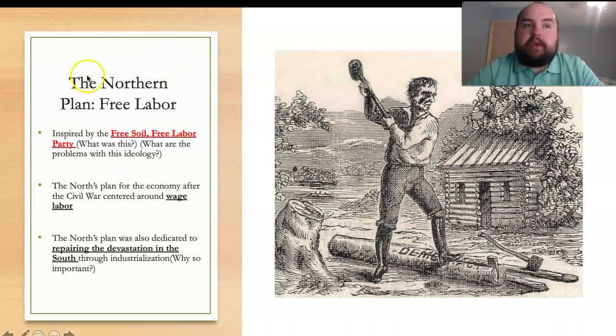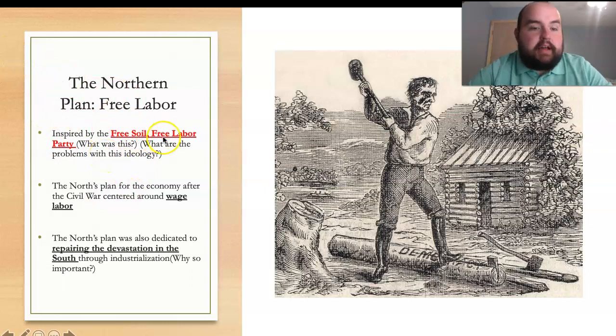However, you might have noticed that I didn't mention anything about this party advocating for black equality or for any kind of black liberation, or really even abolition very much. The reason is because they weren't typically concerned with African American equality like some abolitionists were, like some of the ones you would have learned about in American History 1. So that is a bit of a problematic ideology, actually.